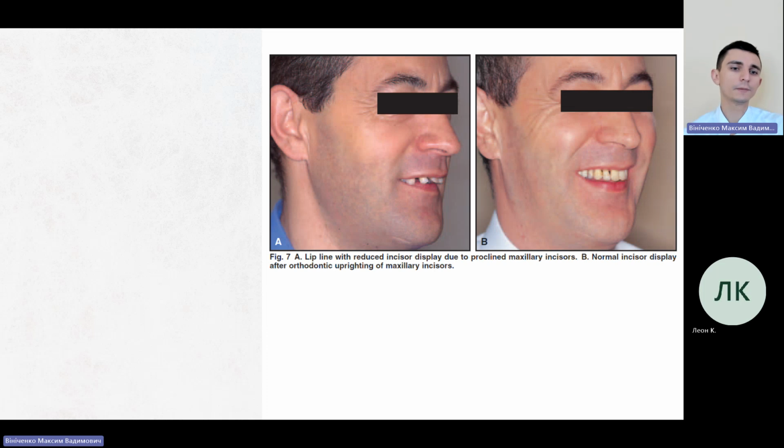Here you could see a flip line with reduced incisor display due to proclined maxillary incisors in picture A, and in photo B you could see a normal incisor display after orthodontic retraction of the maxillary incisors.